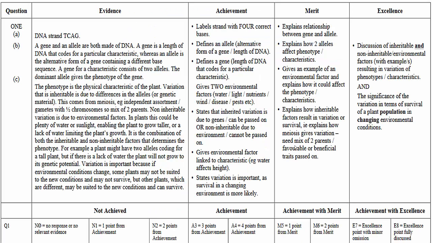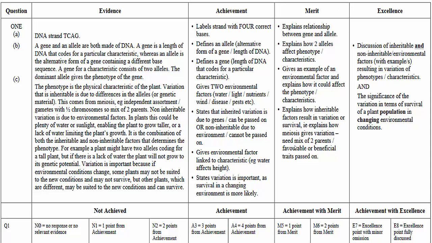Okay, so what we've got here is the marking schedule for all of question 1. We're going to focus on question 1C, seeing as we haven't marked that already together. So to gain an achieved point for that question, you could have stated 2 environmental factors: water, light, nutrients, wind, disease, or pests. You could have stated that an inherited variation is due to genes, so it can be passed on, or that a non-inheritable trait is due to the environment and cannot be passed on.